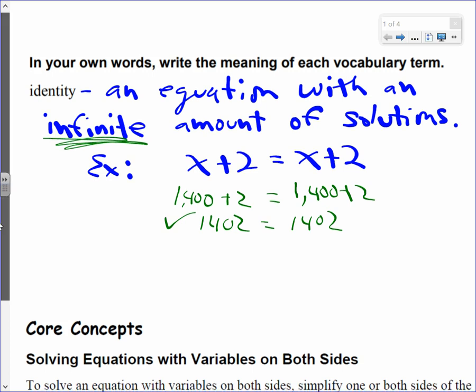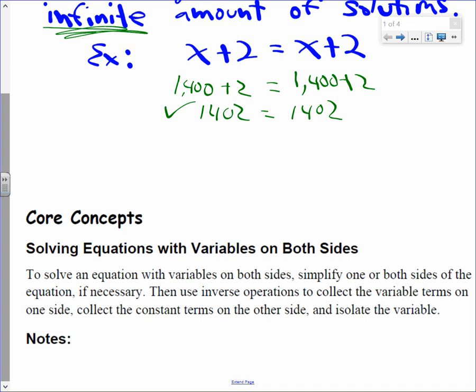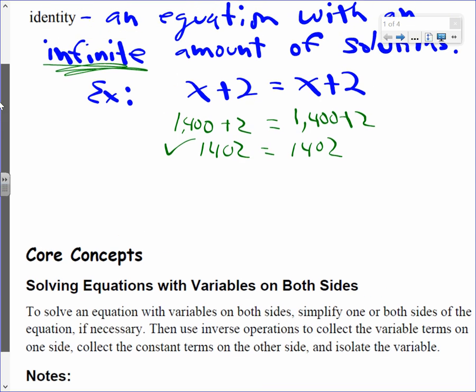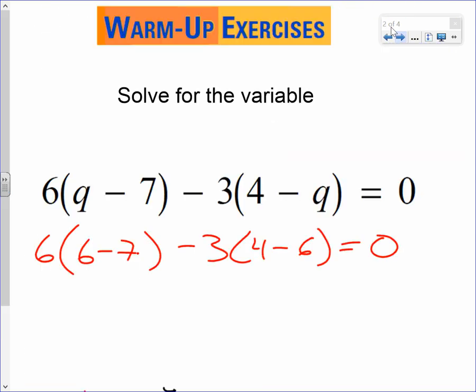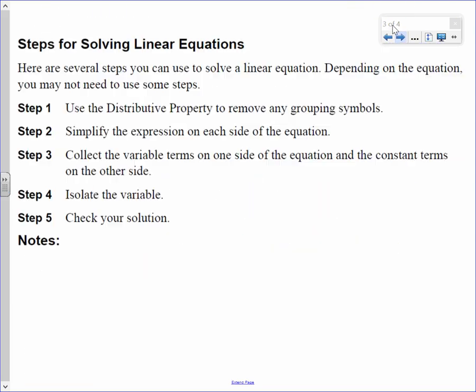Now, how do we solve equations like this? Flip the page. We're going to skip this part. Flip the page. You'll see 5 steps there. It says steps for solving linear equations. Linear equations are just equations we've been doing. Okay, don't worry about the word linear at this point. All the equations I've been throwing at you since we started this quarter have been linear equations.